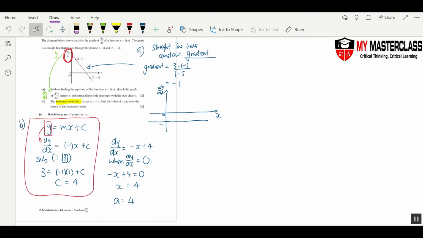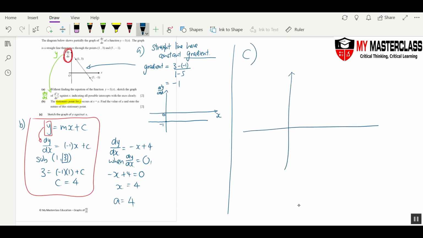Okay, so for the C part, if I want to draw the y against x, so 0, x, y. All right. A equals to 4 means we know that there's a turning point at x equals to 4. Okay. So what kind of turning point is it? So let's convert all our information into a first derivative table.